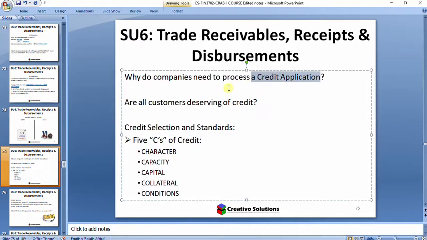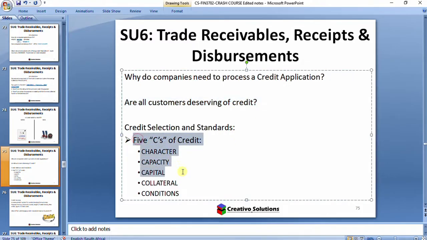So, who determines whether a business gives credit or not? Let me give it context. If you're running a business, who decides on the credit terms, the conditions? The business. Yes, the buyer or the seller, which one? The seller. Exactly, good. So companies need to process the credit application. Not all customers are going to be deserving of credit.